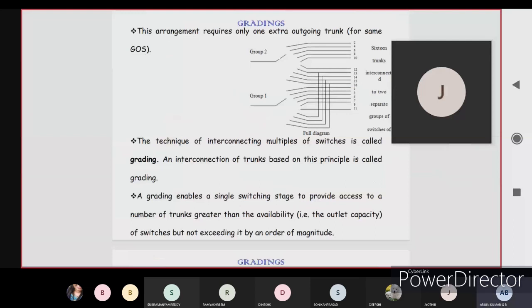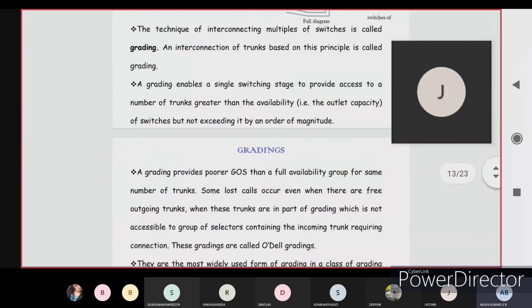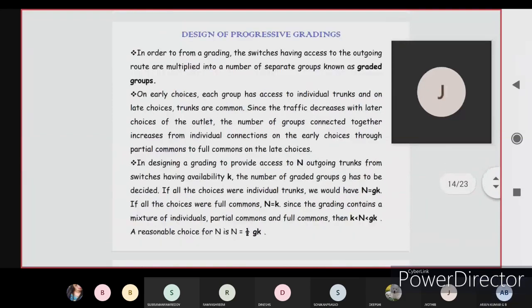Is that clear? Since the traffic decreases with later choice of the outlet and the number of groups connected together increases, the individual connections on the early choice go through partial common to full common on the late choice. By using this grading mechanism you can reduce the traffic.